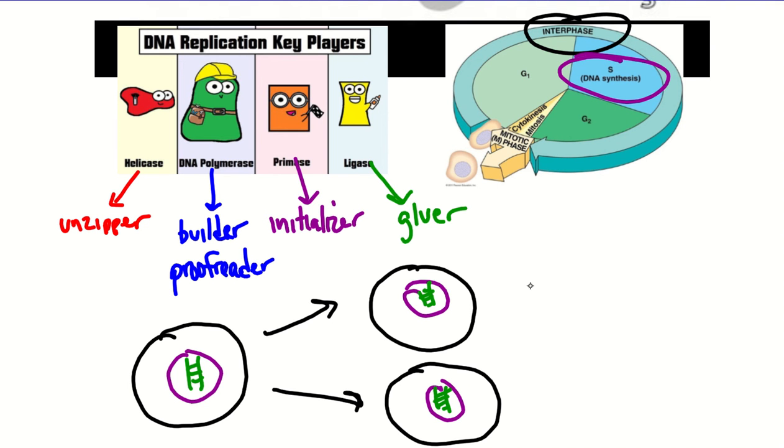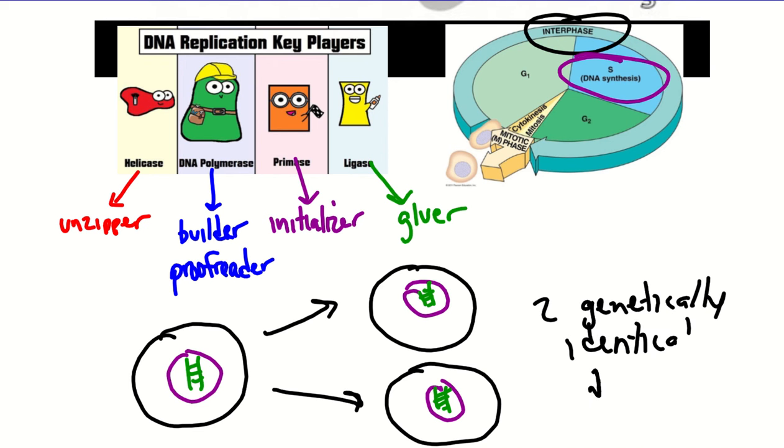And we end up with two genetically identical daughter cells when we talk about mitosis.